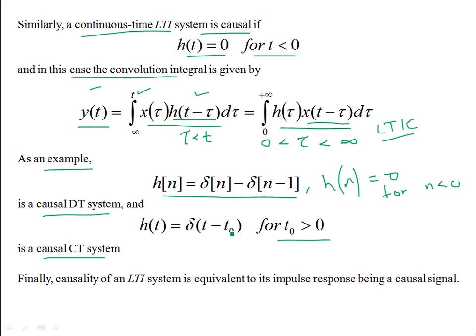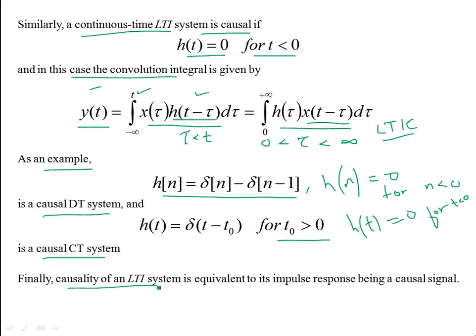Even over here, this implies that h of t is 0 for t less than 0. So both of the systems are causal, in discrete time and continuous time. Over here, if t naught is less than 0, then the system becomes non-causal.